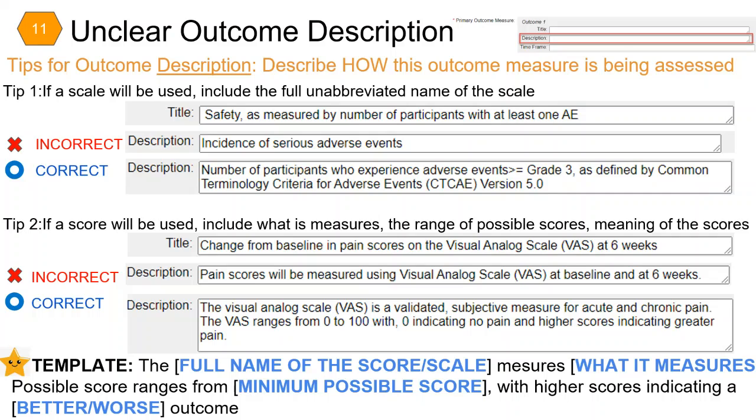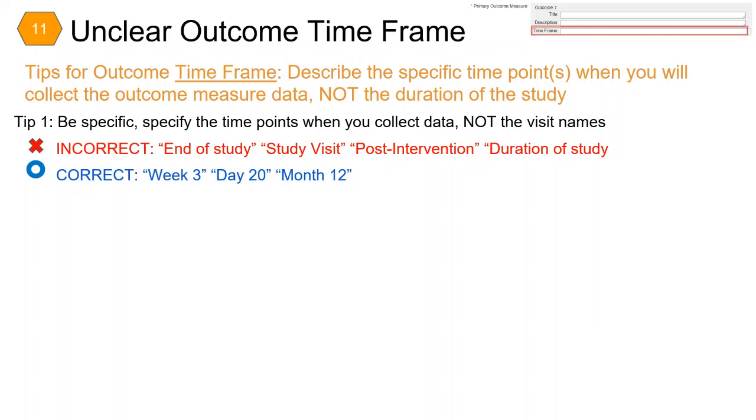So here's the template that you can use for the description. If you're using a scale or score for the outcome, please use it. So now, tips for the outcome time frame. This is a little tricky one.